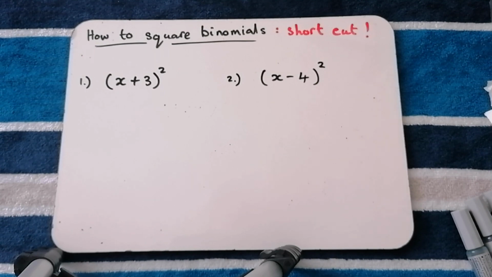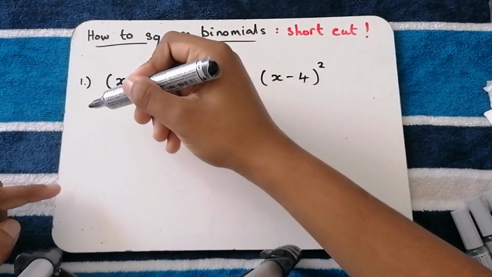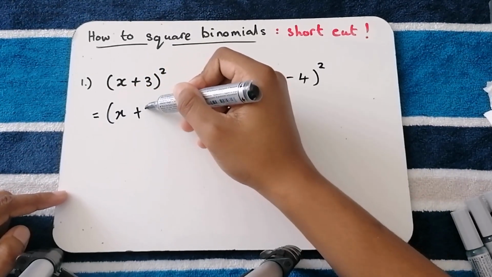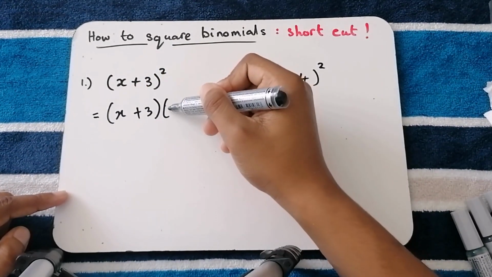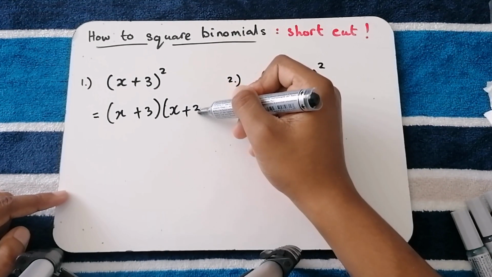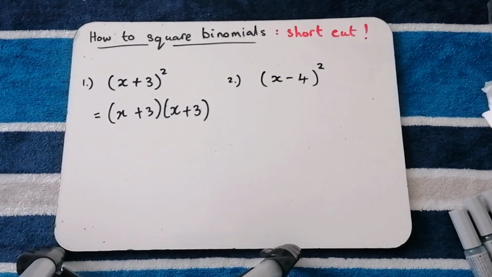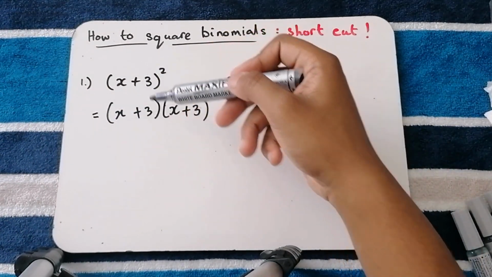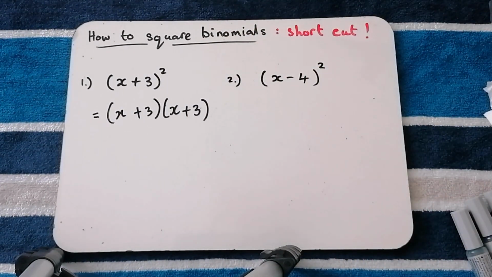So first, when you are squaring brackets, it's important to remember that squaring implies multiplying something by itself. So you are multiplying x plus 3 with x plus 3. And it's important that you do it this way because a common misconception is that you can just square the x and square the 3 and that is it. But as you will see now, that's not the way to do it. So let's do it the long way first.